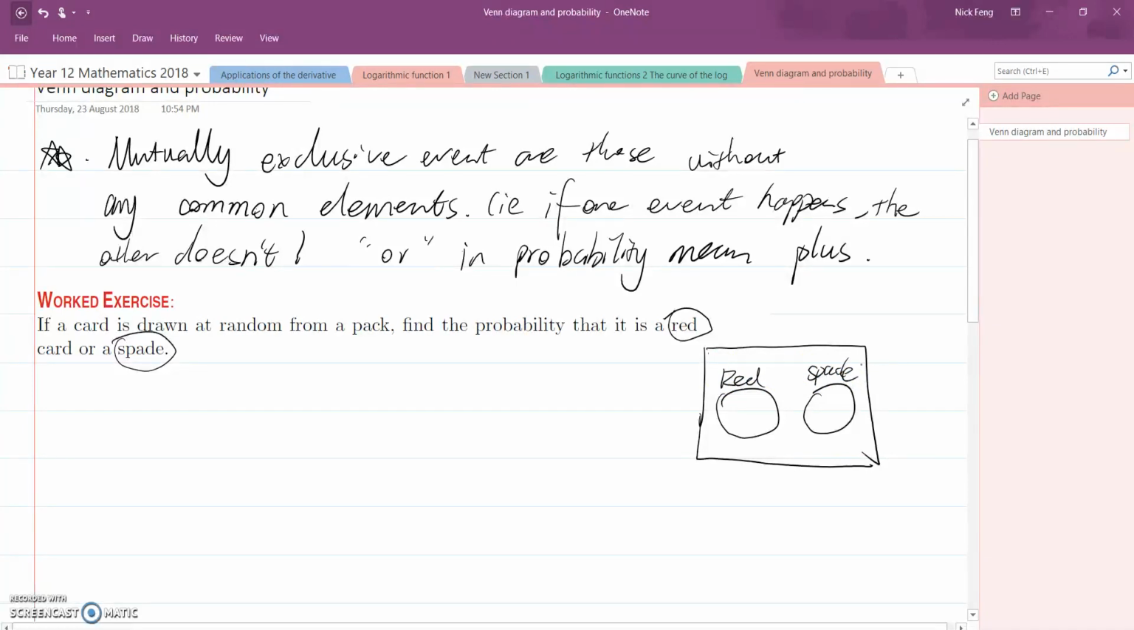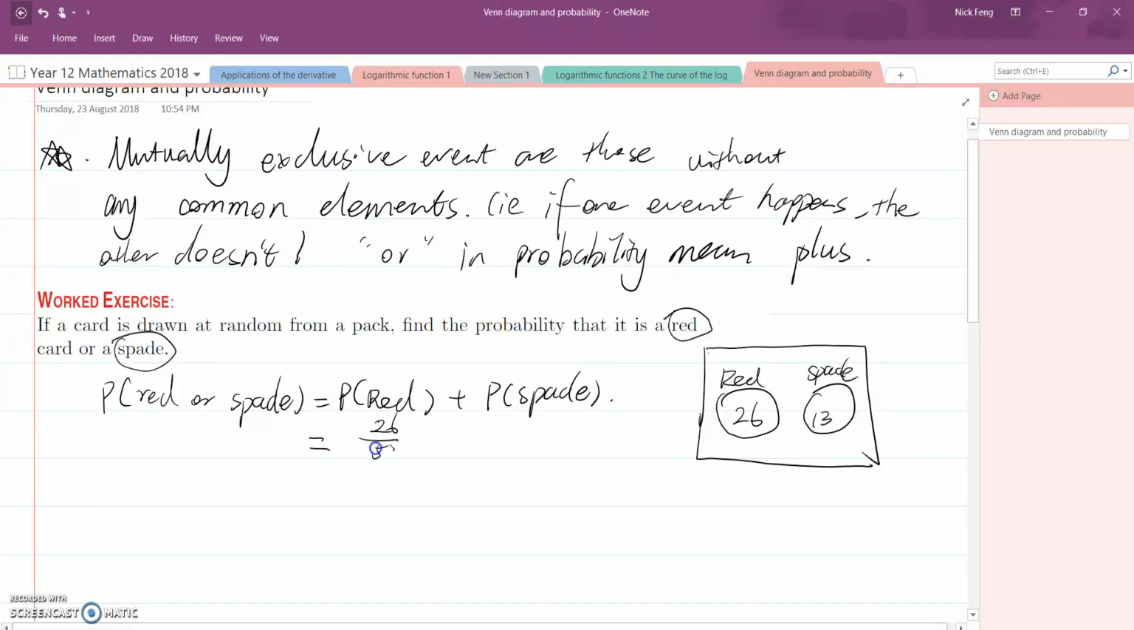Alright, so in this case, how many red cards? 26. 13 spade cards. Therefore, the probability of red or spade will become the probability of red plus the probability of spade. Therefore, in this case, that is 26 over 52, which is half obviously, plus 13 over 52, which is a quarter. Half plus a quarter, 3/4.